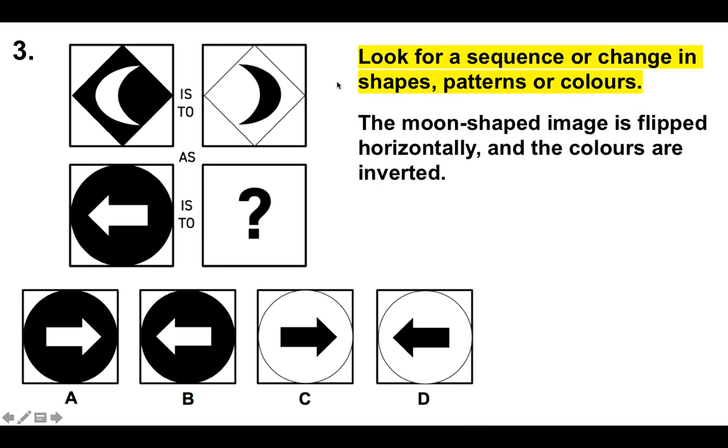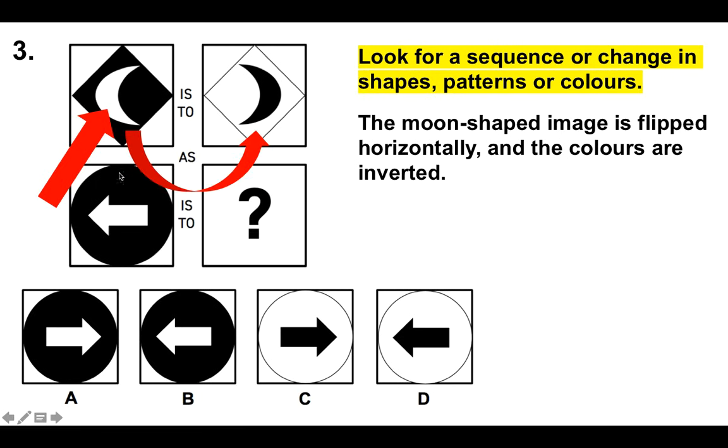You will notice the moon-shaped image is flipped horizontally to the right and the colours are inverted. If we look at that moon shape there, you'll notice on the right hand side that it's flipped horizontally and the colours are inverted. So it goes from a white moon to a black moon, inverted like that.